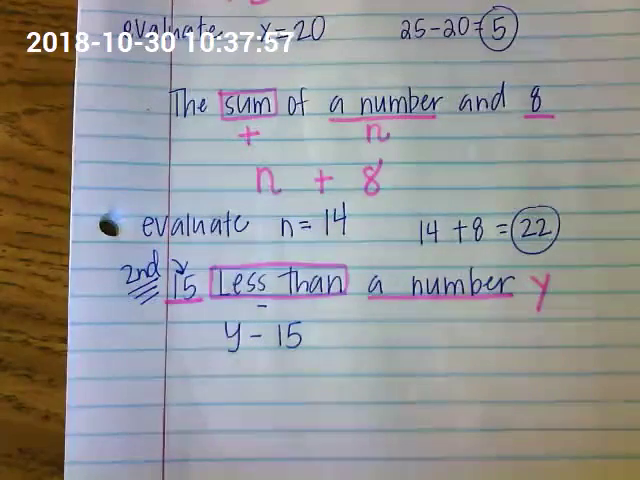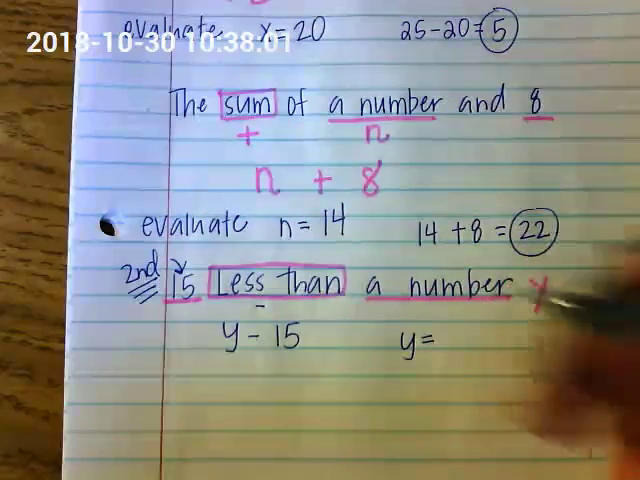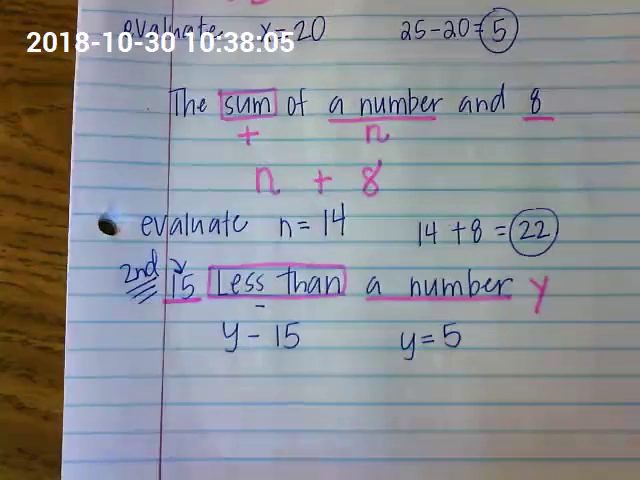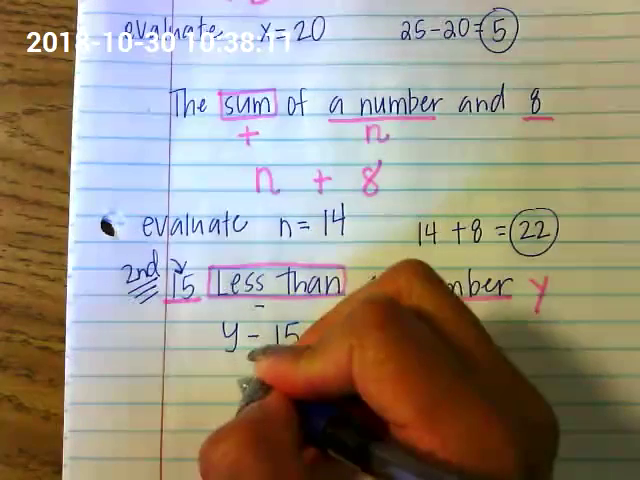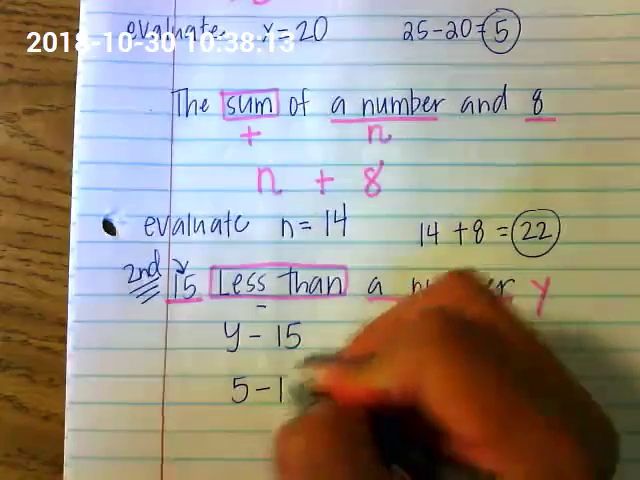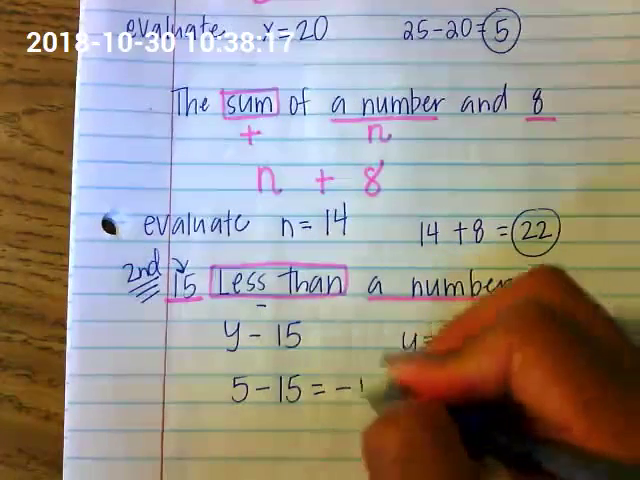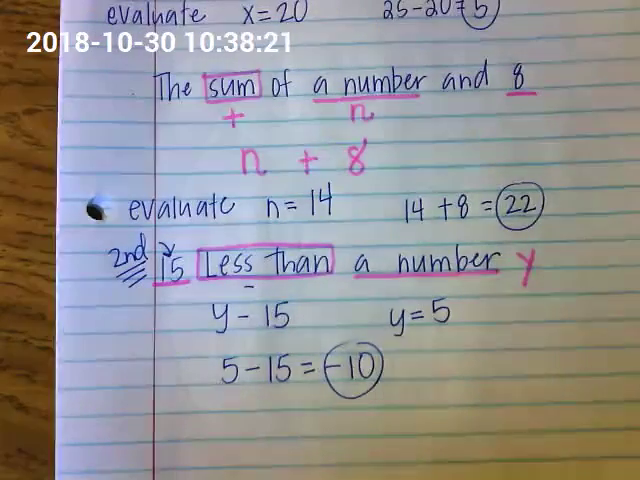And so let's imagine y is equal to, let's do 5. Let's see if we can remember our integer rules. So y is equal to 5. So 5 minus 15 is what? Negative 10. All right. So let's do an expression.